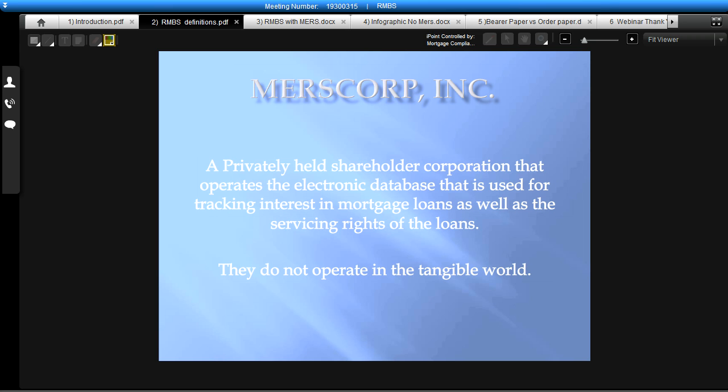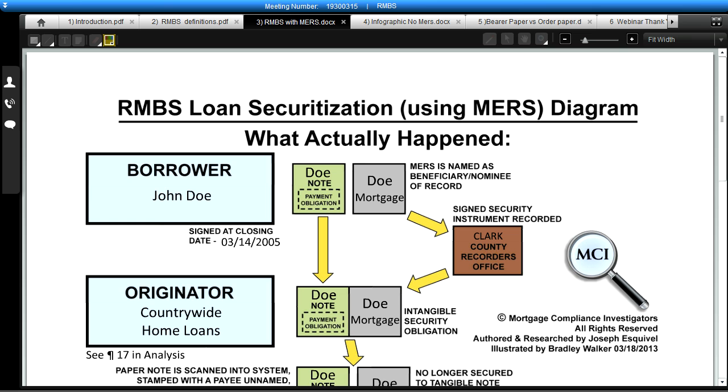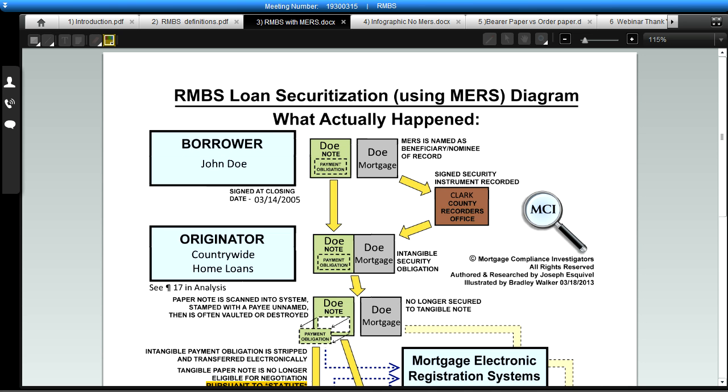Okay, so with that being said, we have a basic understanding of the word. So let's get started with the first infographic. This is an RMBS, residential mortgage-backed security, with MERS. So we're going to go through and talk about what actually happens. We're going to use John Doe as a borrower. Okay, so we're going to start now.